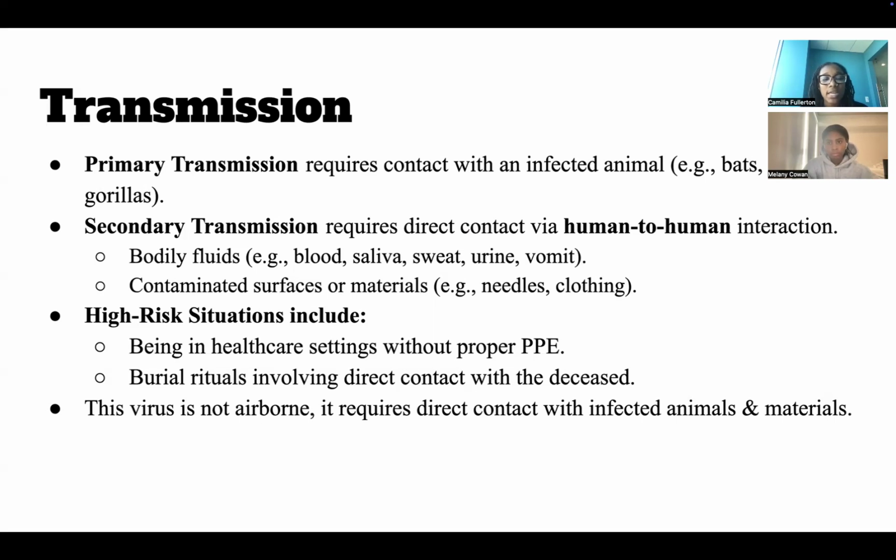So this virus is not airborne. It requires direct contact with infected animals and materials. So clearly, the individuals involved with treating people that have the Ebola virus need to protect themselves. And anytime someone dies, or when family members are trying to be in contact with the body, they also would need to protect themselves, because the disease can be transmitted this way.